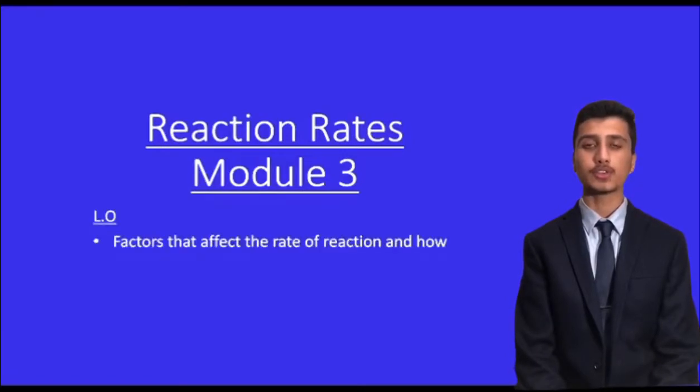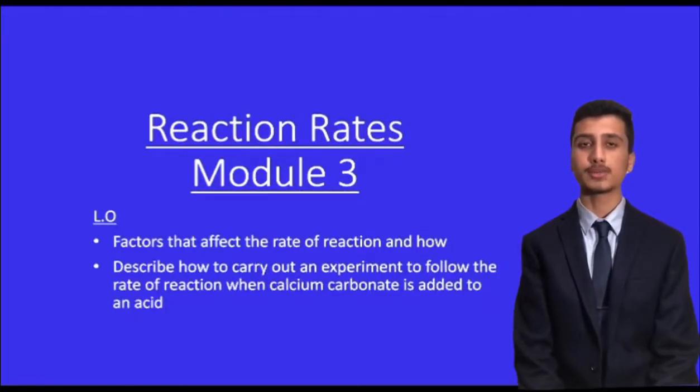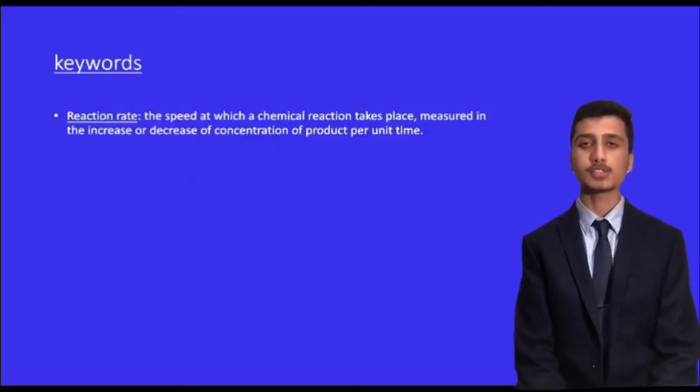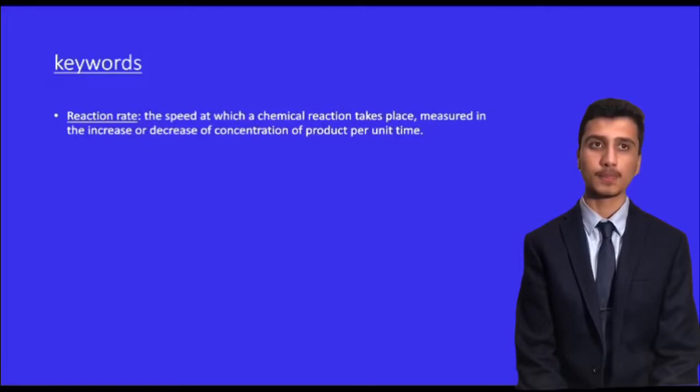By the end of the video, you should be able to know some factors that affect the rate of reaction. You should also be able to describe how to carry out an experiment and follow the rate of reaction when calcium carbonate is added to an acid. But first, let's look at some keywords before we start.